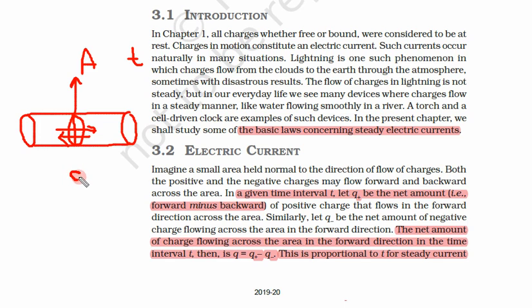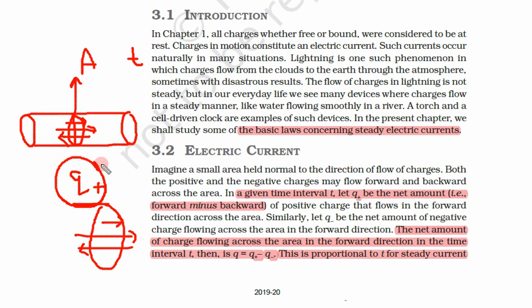And let q positive be the total positive charge that has moved from left to right. Listen again, this is some area A. You know that positive charges can move from left to right as well as right to left. We are assuming that the total positive charge that has moved towards the right side is q positive.